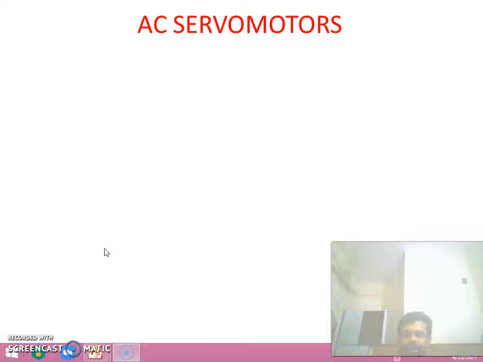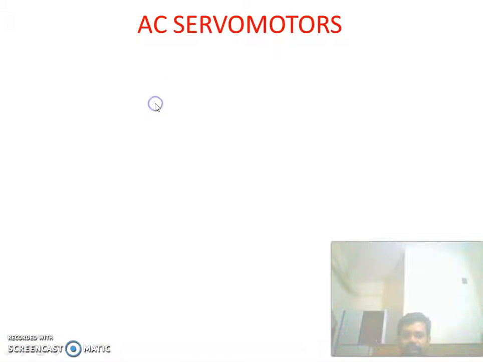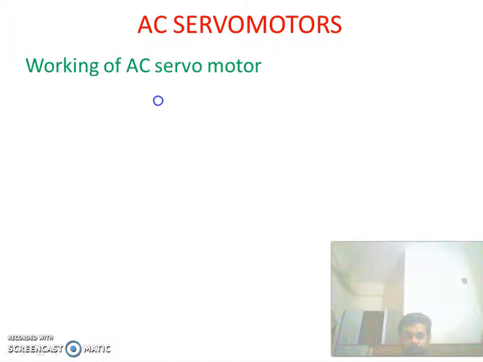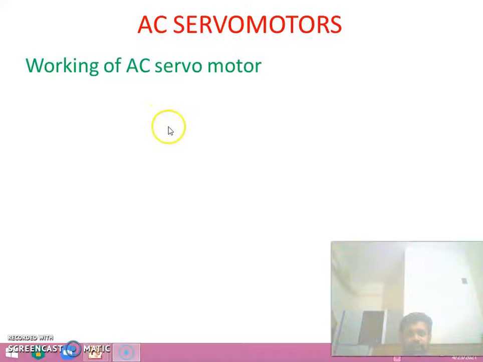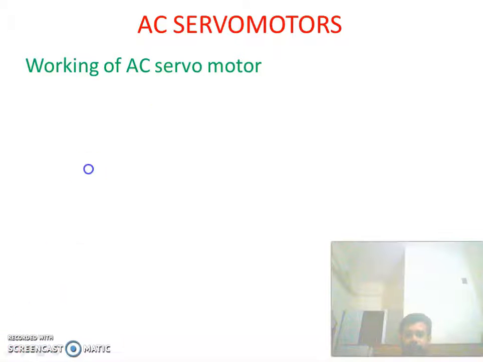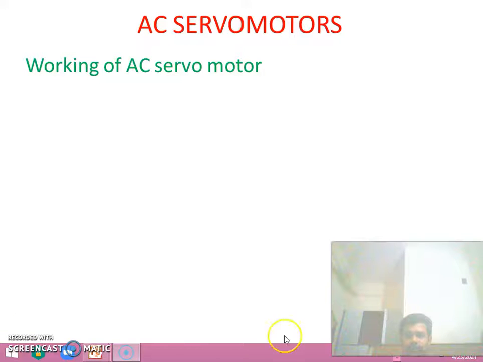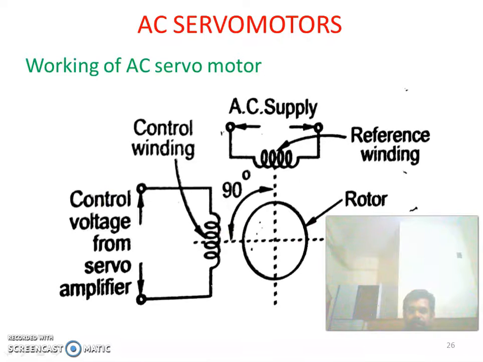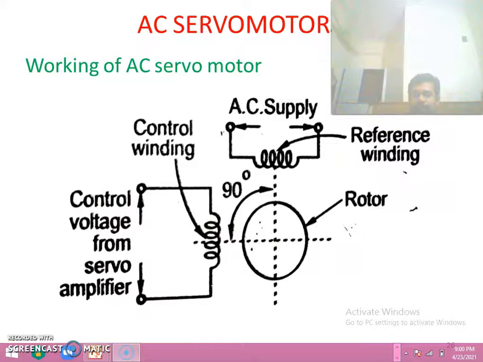Next topic, what you are going to see is nothing but the AC servo motor. The servo motor which works on AC supply is called an AC servo motor. So we are going to see the AC servo motor. It is having two windings.